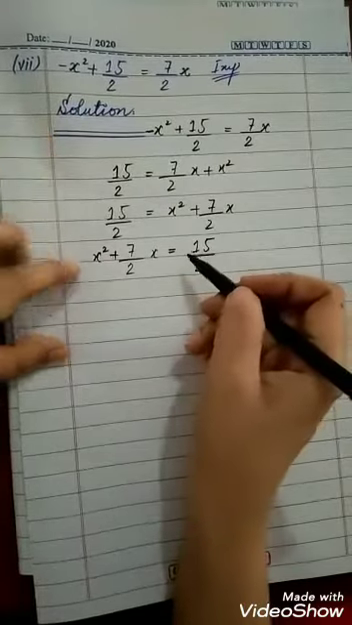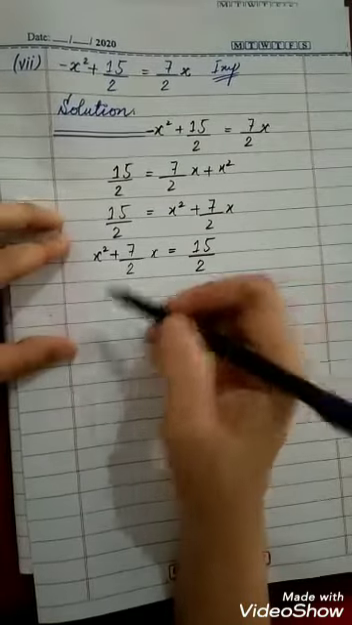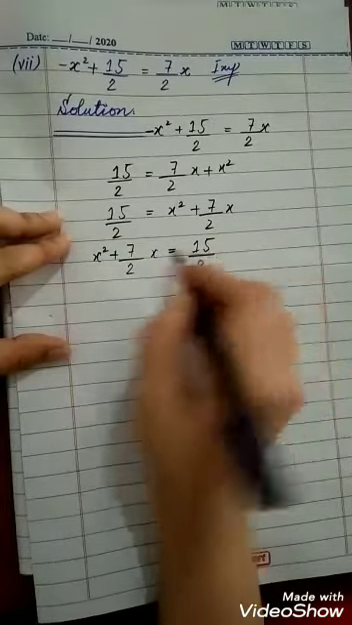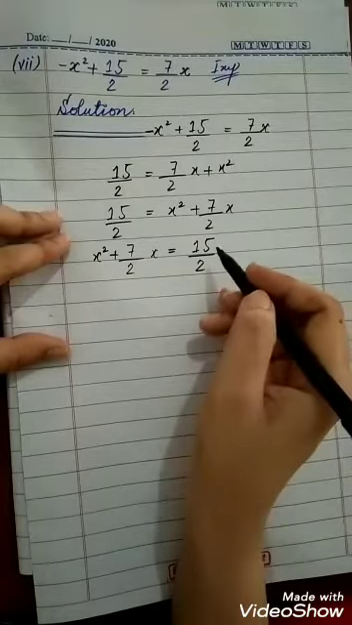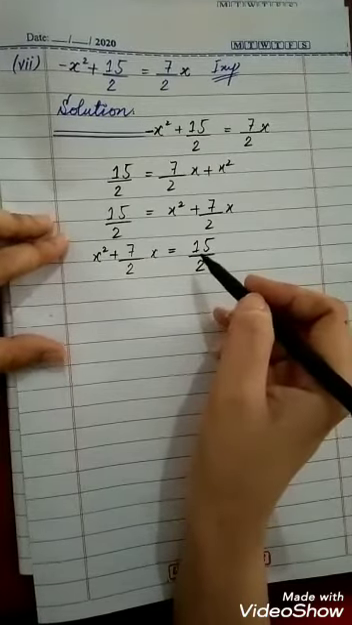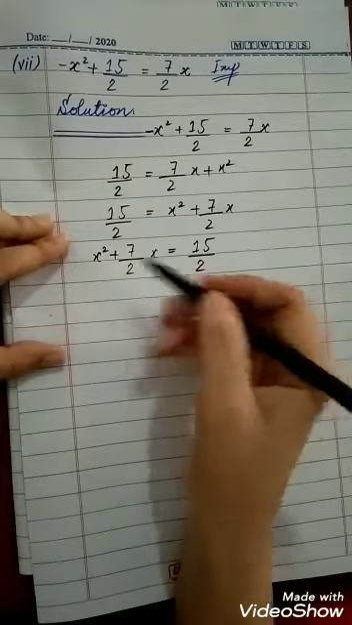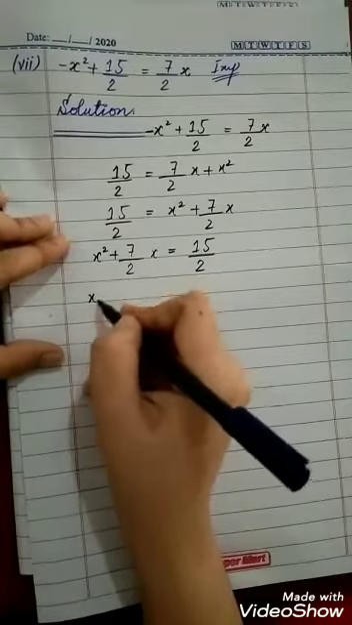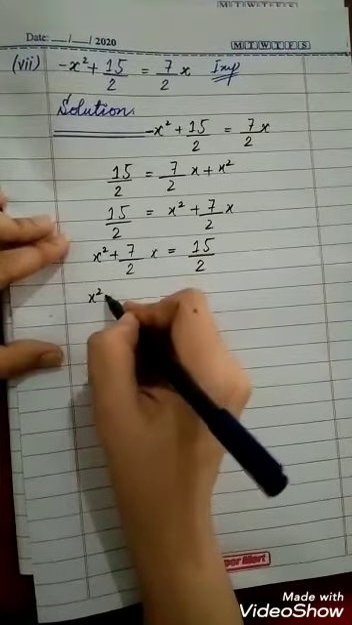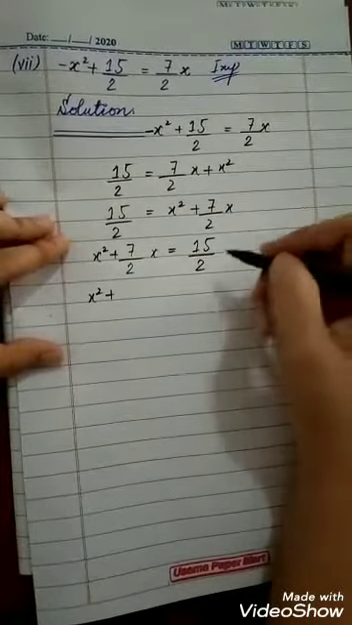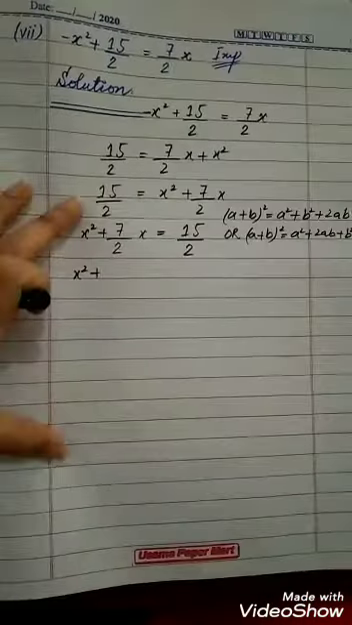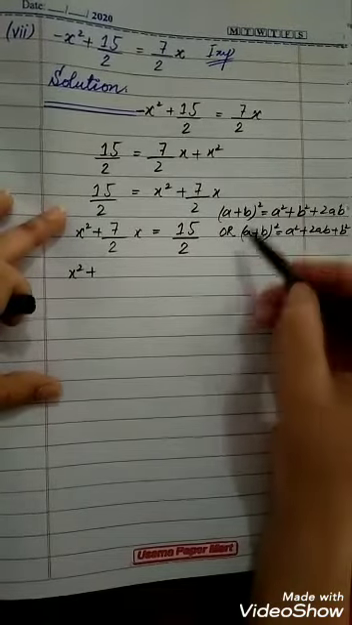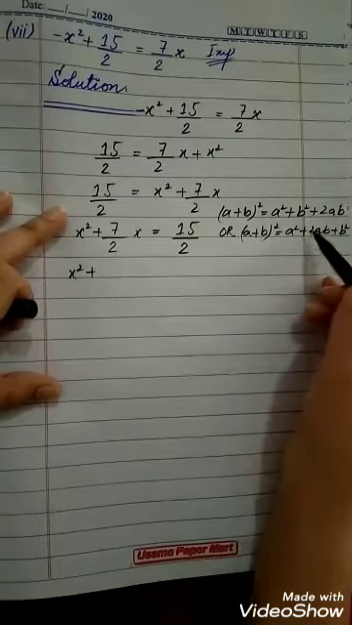Now our first step is to shift the constant to the right hand side. The constant is already on the right hand side, so there is no need to do the first step while solving a quadratic equation by the completing square method. So now we will try to apply our formula here. What is the formula? The formula is a plus b, and it can be written in two ways. a plus b whole square is equal to a square plus b square plus 2ab, or a plus b whole square is equal to a square plus 2ab plus b square.